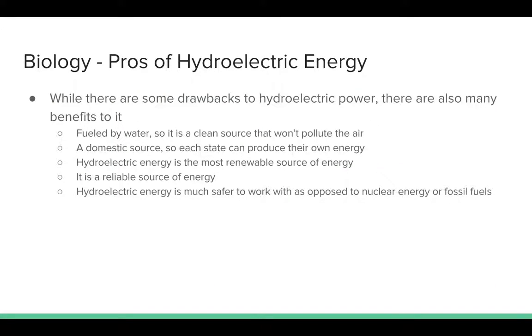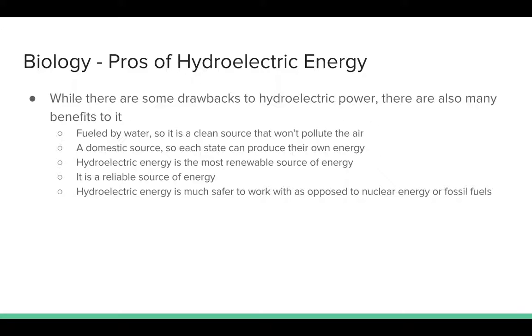While there are some environmental drawbacks and negatives to the construction of hydroelectric dams, there are also positives to using hydroelectric energy. Hydroelectric energy is converted from water, which is a clean source of energy. This means that the process of the conversion or the use of energy will not pollute the bodies of water or the atmosphere with harmful gases or pollutants.